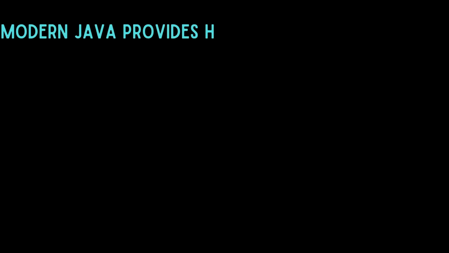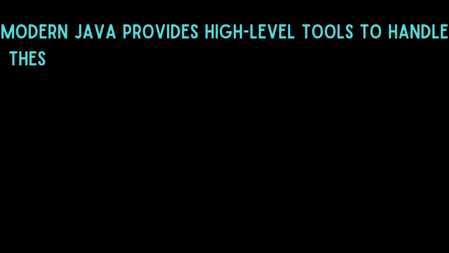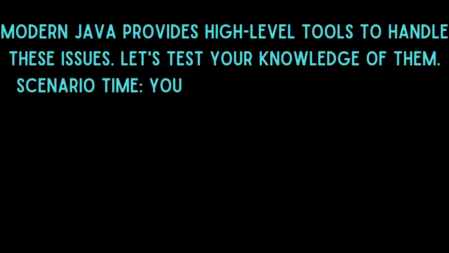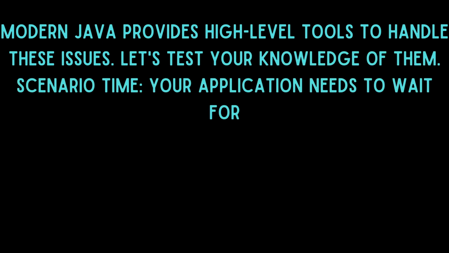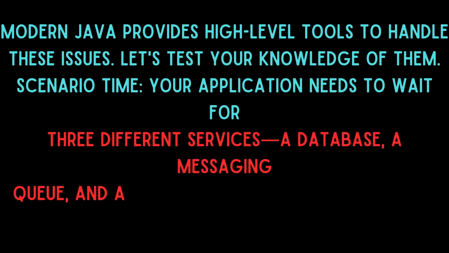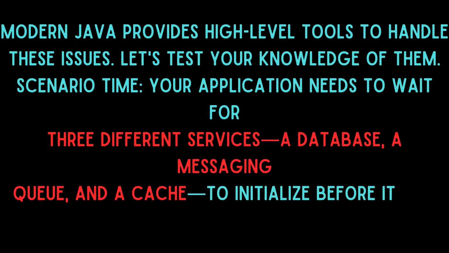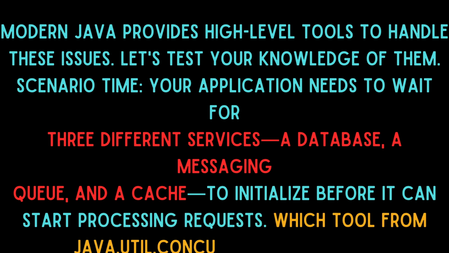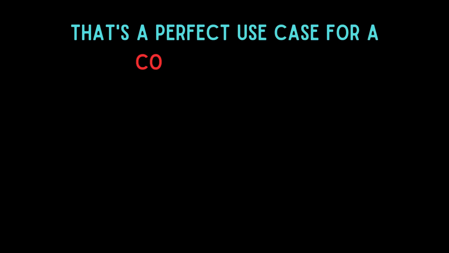Modern Java provides high-level tools to handle these issues. Let's test your knowledge of them. Scenario time. Your application needs to wait for 3 different services: a database, a messaging queue, and a cache to initialize before it can start processing requests. Which tool from java.util.concurrent do you use? That's a perfect use case for a countdown latch.